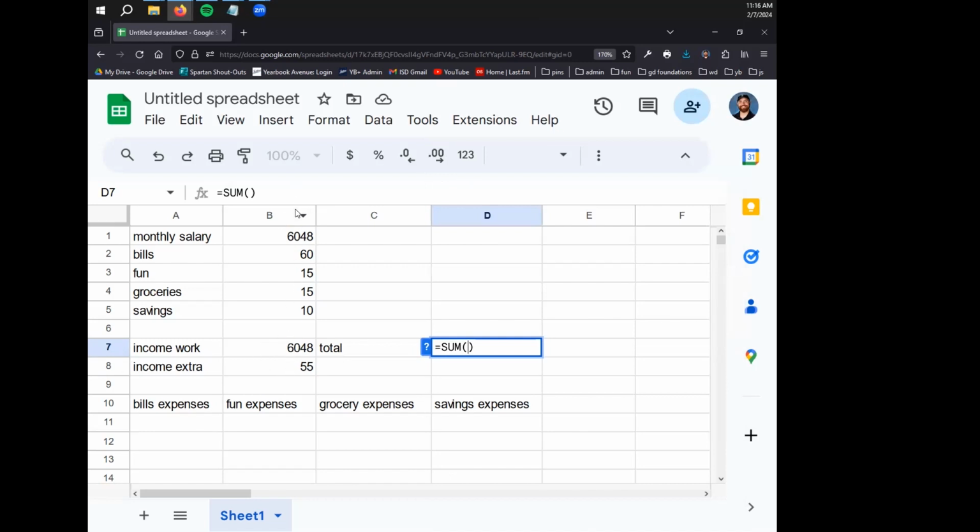Cells are organized in columns and rows. The columns are alphabetical, the rows are numerical. We want to add together this information from the income of work, and we want to add together this information from the income of extra together to earn our total number of money.